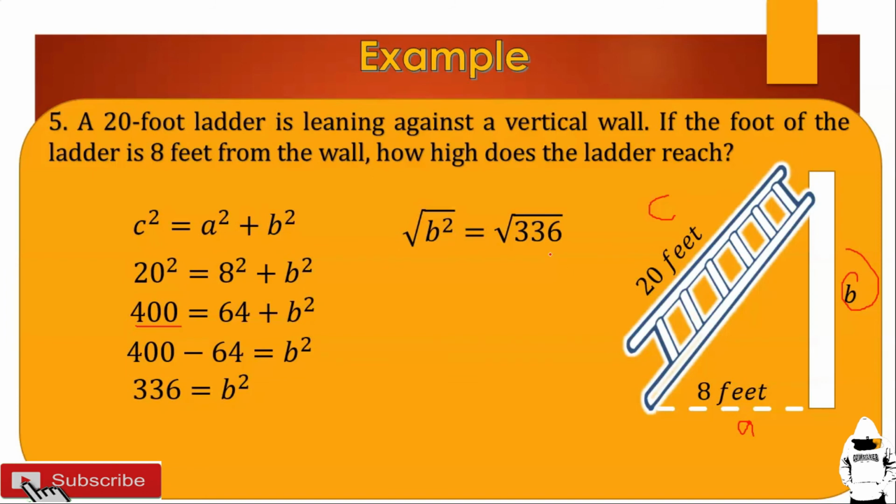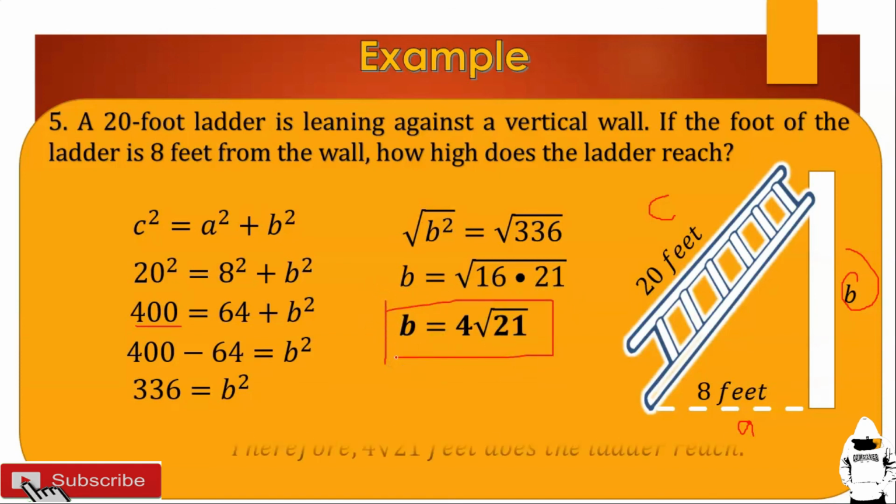336 is not a perfect square, right? So, again, square root of B squared, that is B, is equal to the factors of 336, which one of the factors is a perfect square, that is 16 and 21. So, square root of 16, that is 4. Square root of 21, that is square root of 21. So, yung B natin is 4 square root of 21. Therefore, 4 square root of 21 feet does the ladder reach.